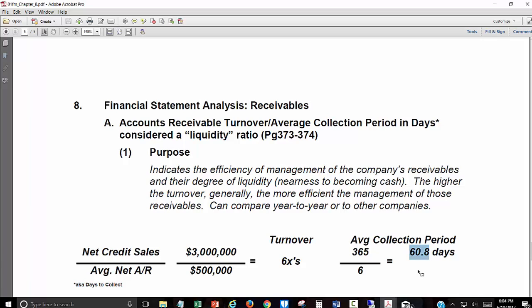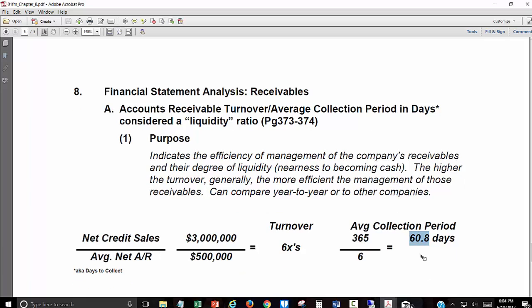If this is normal for me and normal for my industry, then great. But I would guess in most industries it's probably very slow. So that would not be a good thing, and this would be an average that you would want to try to increase the turnover and reduce the collection period in days to further refine your management of your accounts receivable.